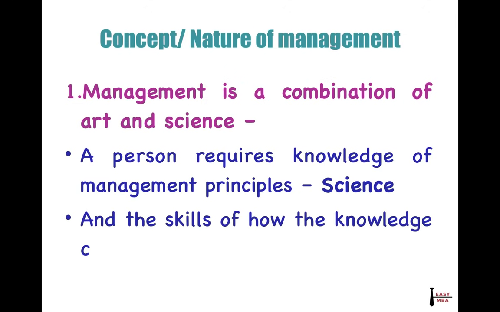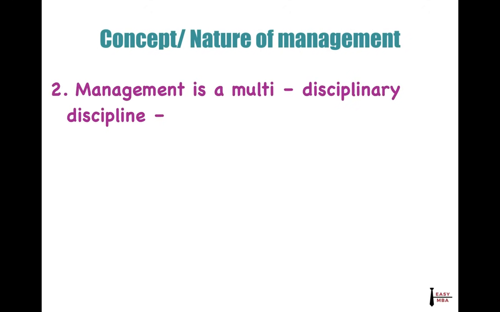Now, what is the art aspect of management? The skill of how to apply the knowledge, or how the knowledge can be utilized, is the art aspect of management. So management is basically a combination of science, which is knowledge of principles and theories, and art, that is how to apply that knowledge or those principles in the organization. The second concept or nature of management is that management is a multidisciplinary discipline, which means that management itself is not a single discipline, but it has evolved, and its theories have come from different other subjects and fields.